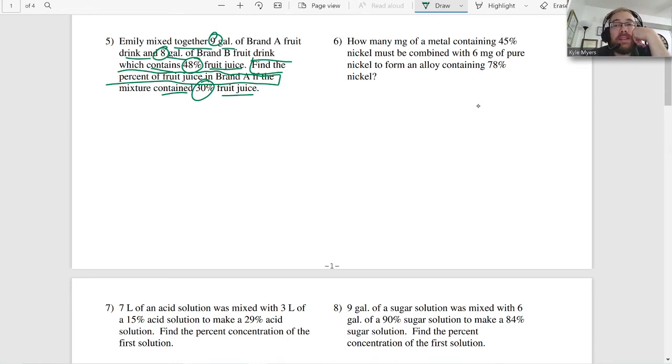Emily mixed together 9 gallons of brand A fruit drink, and 8 gallons of brand B fruit drink, which contains 48% juice. So 0.48. And it says find the percent of fruit juice in brand A, so that's x, brand A, which gets multiplied by the 9. If the mixture contained 30% fruit juice.